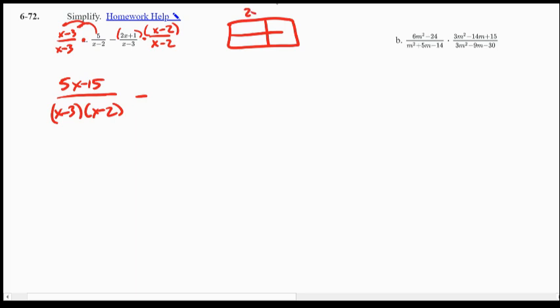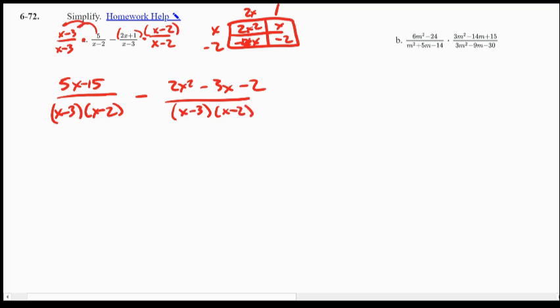So 2x plus 1, x minus 2: 2x squared, x, negative 4x, and negative 2, which when I put it all together becomes 2x squared minus 3x minus 2. And now I have a common denominator.